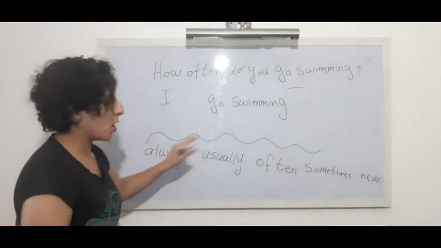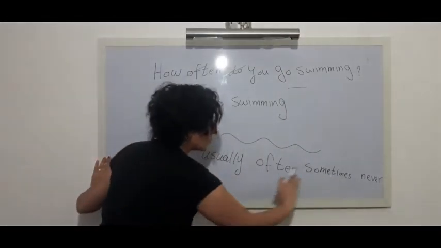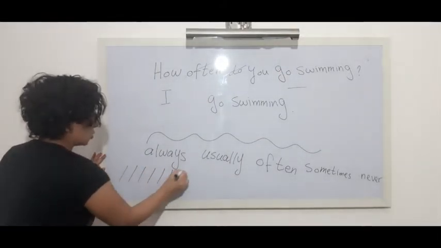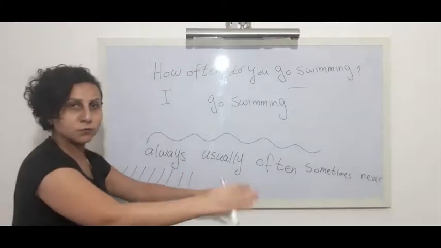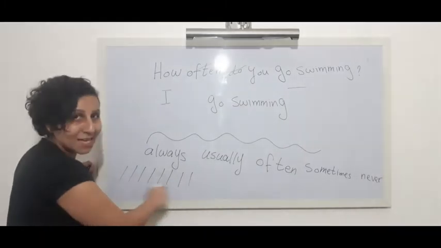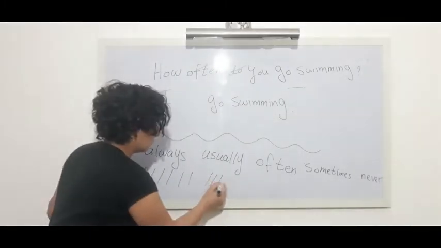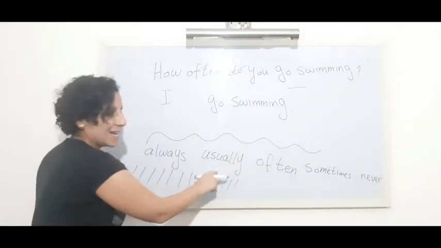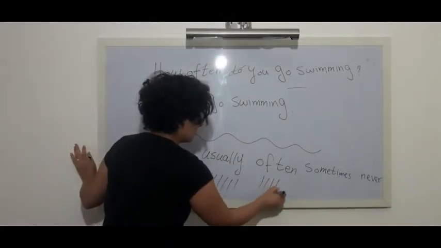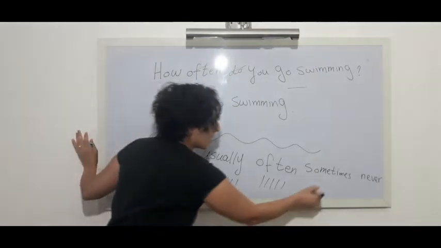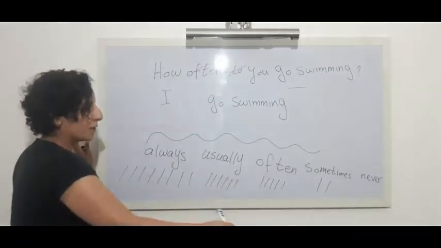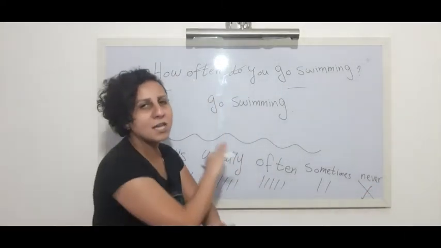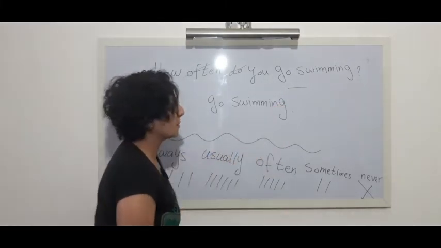In this space, we are going to use one of these words. Okay, always, it means that much. I go swimming a lot of time. Usually, less than always. Okay, often, yes, less than usually. Sometimes, less than often. Never, it means I never do it, I never go swimming.